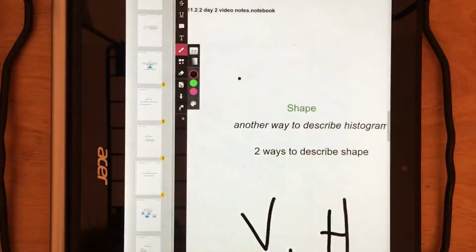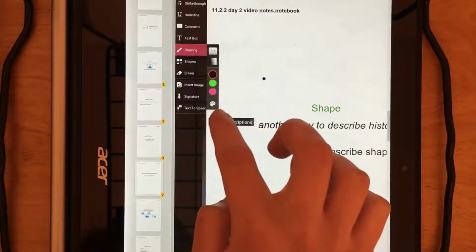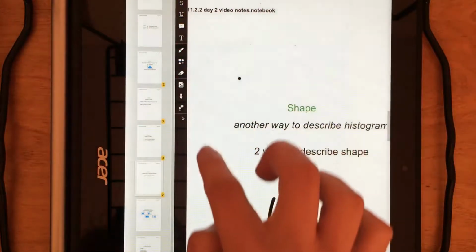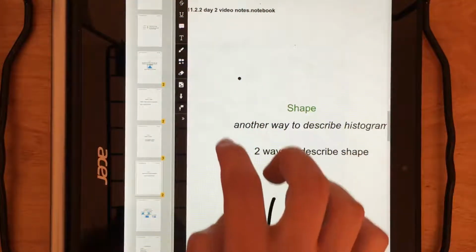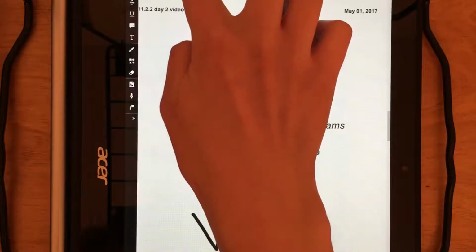Oops. Let's get rid of that. I forget how to do that now. That thing, I think. Okay.